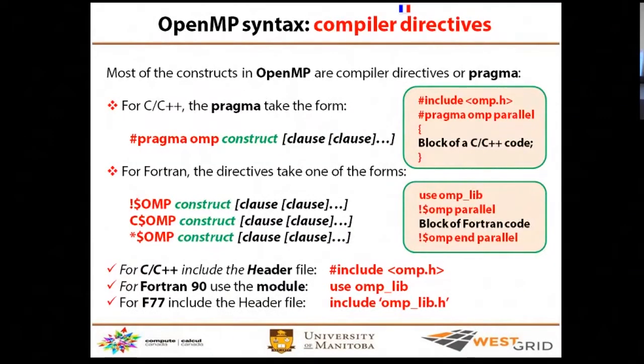For example, if you are using C or C++, you need to include omp.h. If you are using Fortran, in Fortran, use modules: use omp_lib. When you use this, you enable OpenMP. You have access to a runtime library and everything.